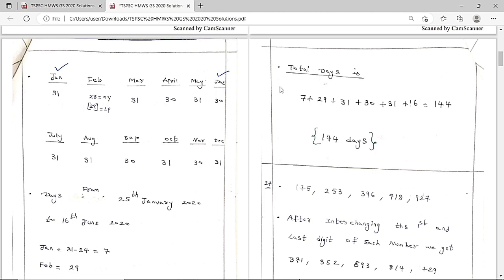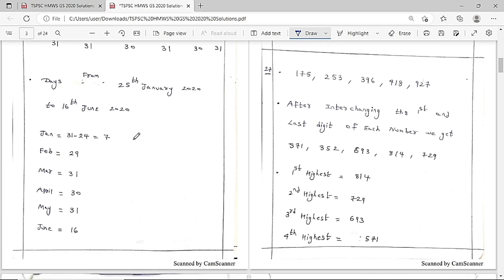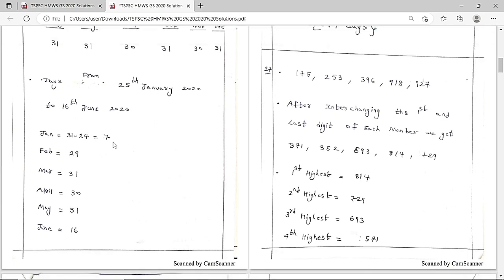So January will have only 7 days because we need to go from the 25th day. Subtract 24: 31 minus 24 is equal to 7. February is 29, March is 31, April is equal to 30, May is equal to 31, and June is equal to 16. So add all these days.